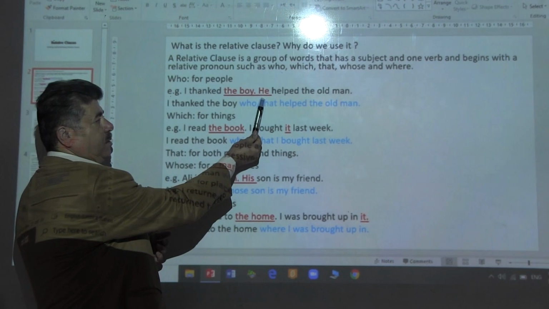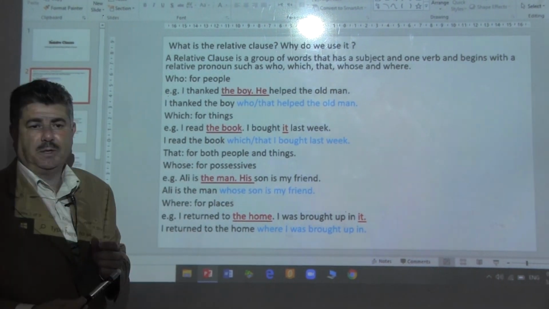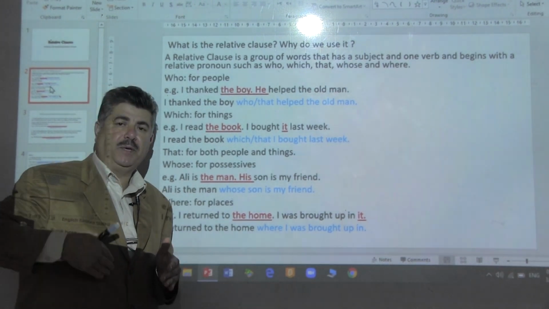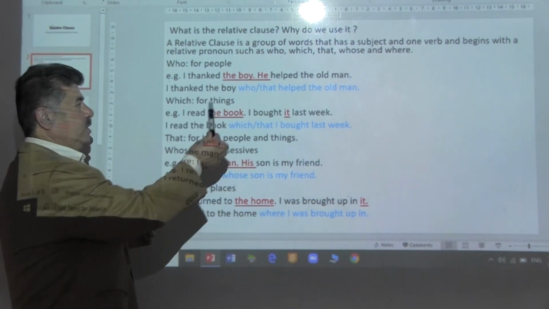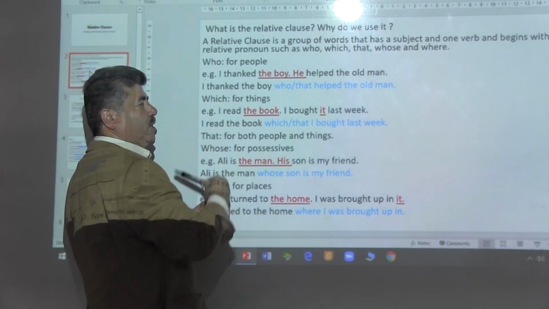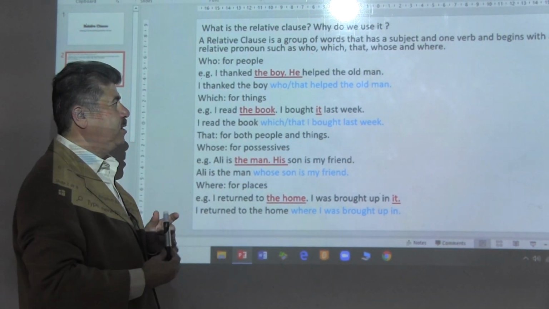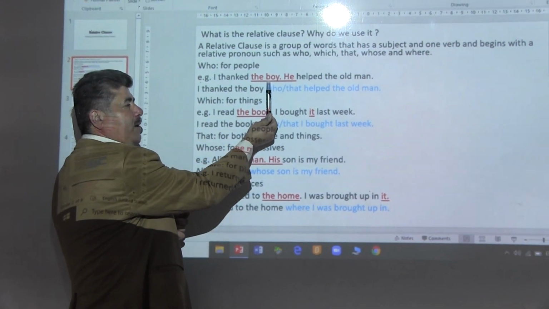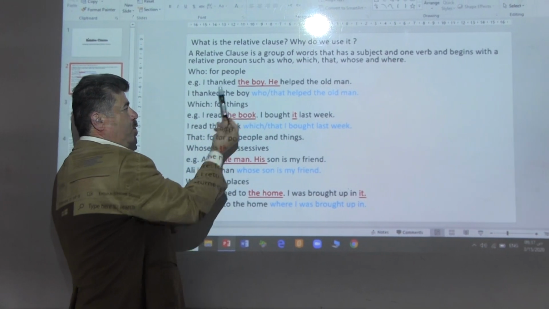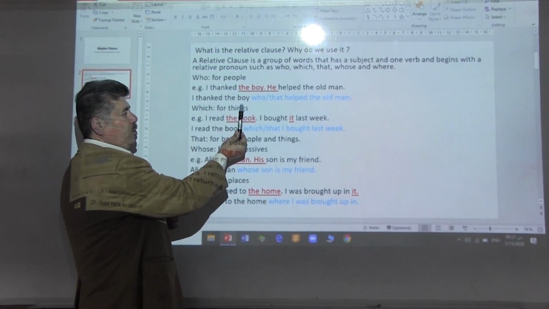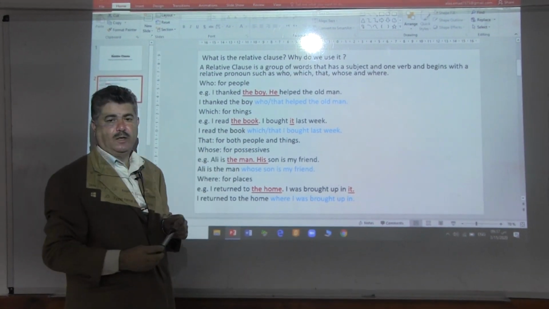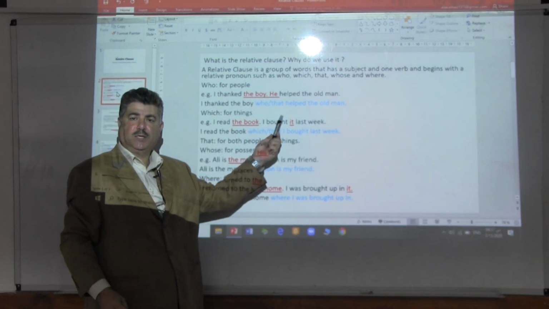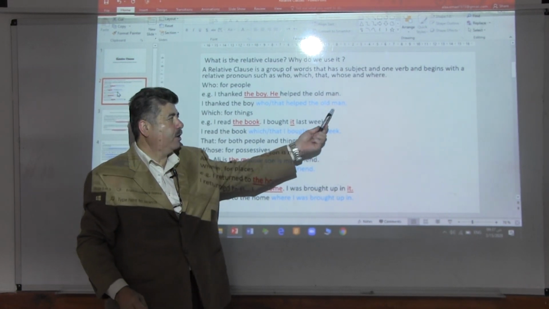Now the pronoun he here refers to the boy, to the noun before it. So in order to avoid repeating these nouns and pronouns, we join these two sentences to form one sentence by using the relative pronoun who. Who replaces the noun the boy. So we say, I thanked the boy. We delete the second pronoun, which is he, and replace it with who, or we can replace it with that, who helped the old man.